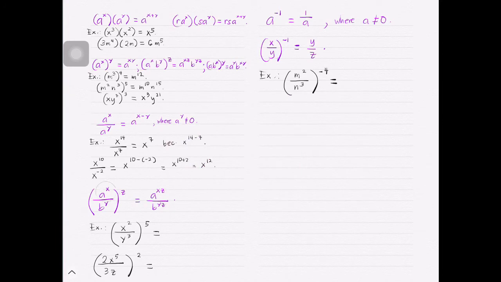As for the next case, that will be combinations of the previous algorithms. That is, if you have a to the power of x over b to the power of y, but to be raised to the power of z, all we have to do would be multiplying the corresponding exponents. That's why we have there a to the power of xz all over b to the power of yz. So for x squared over y cubed, we'll now have x to the power of 10 over y to the power of 15.